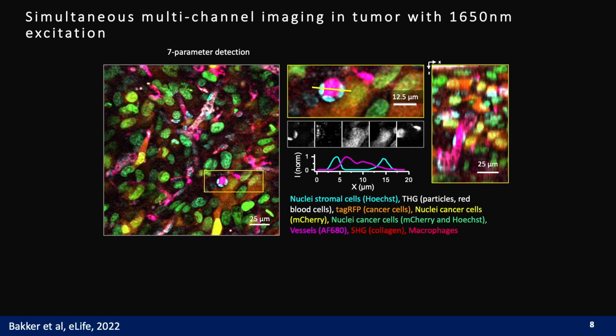Fluorescence shows nuclei and cytoplasm of tumor cells. With Hoechst staining, also the endothelial and the stromal cell nuclei become visible, and the blood vessels contain the Alexa Fluor 680 conjugated dextran, which is a vascular tracer, and the second and the third harmonic generation show collagen and red blood cells respectively.